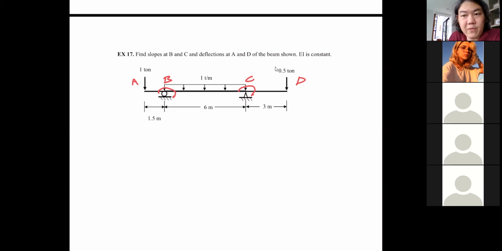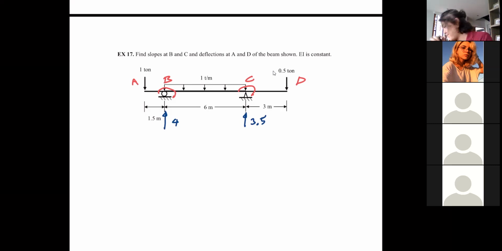I am not going to go through the calculation of the reaction. Let me go ahead and give you the reactions right away. That's 4. That's 3.5. So we need 3 ranges, apparently. The first range for portion AB, the second for BC, and the third is for CD.